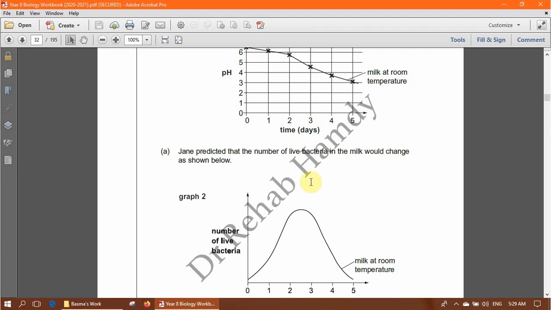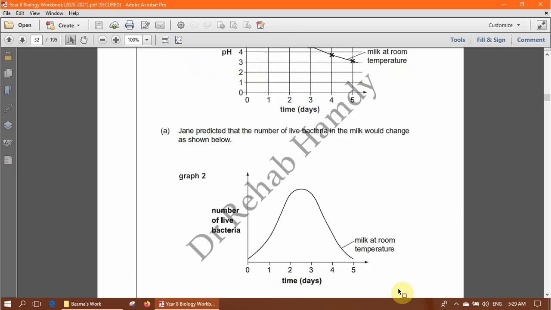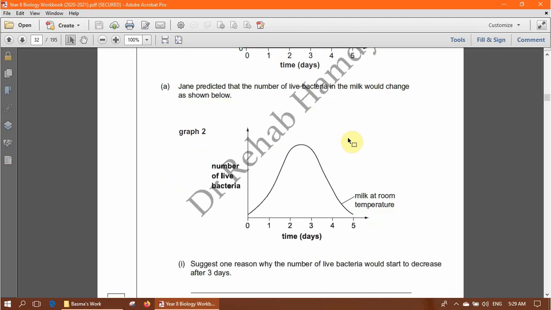So the number of the bacteria increased and then decreased. Can we suggest a reason why the number of the bacteria would start to decrease after day 3? Maybe because the pH is too low, so this acid is killing the bacteria, the lactic acid which is produced. Or maybe the sugar is not enough. The bacteria is consuming the sugar, so the nutrients or the sugar are becoming too low, so they are not enough anymore.